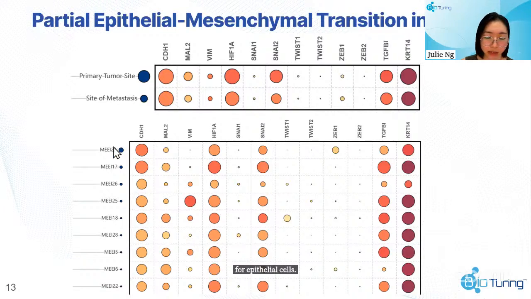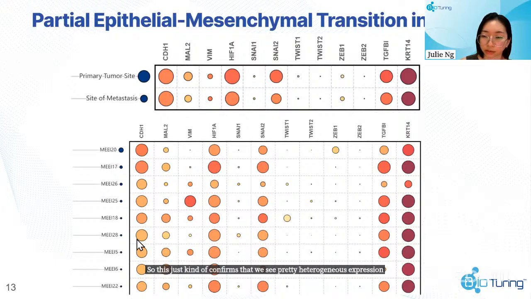And so we look at the expression across all of these genes in different patients, and we see that the expression is quite heterogeneous. There's no overall pattern that we see. So this just confirms that we see a pretty heterogeneous expression pattern between each patient.